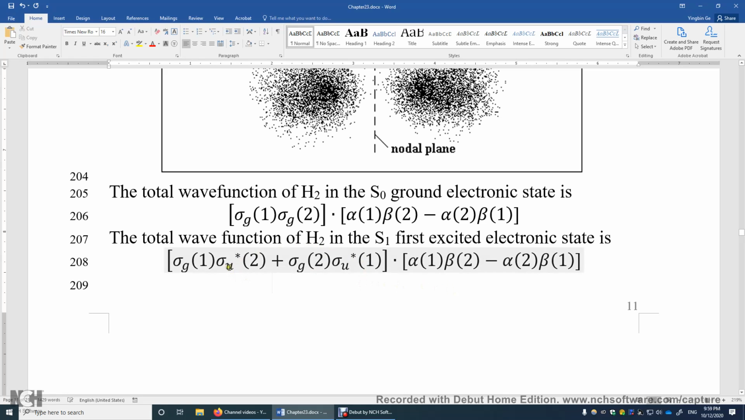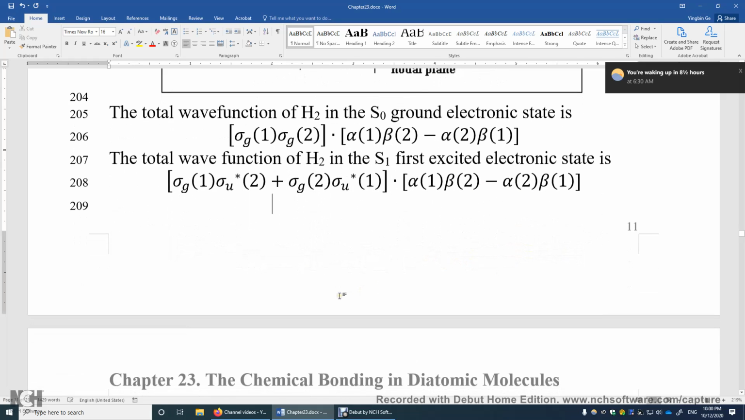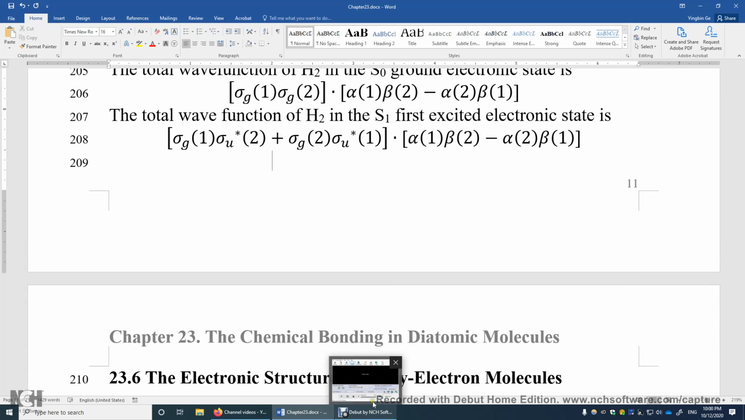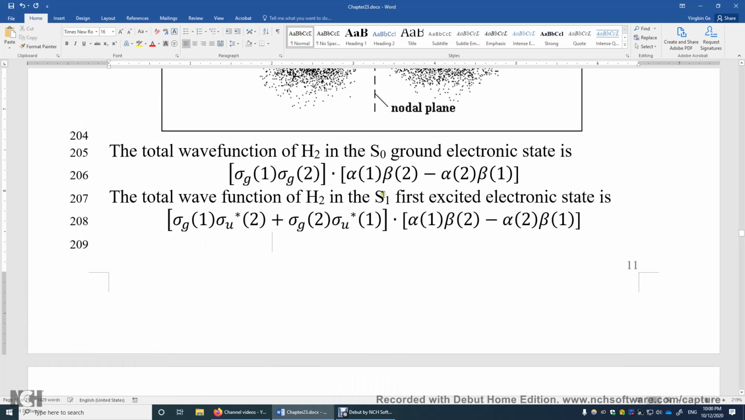Again, this spatial function is symmetric. If you swap 1 and 2, there's no change to this spatial function. And over here we have an antisymmetric spin function. If you exchange electrons 1 and 2, the sign of the spin function changes. I didn't put the T1 first excited electronic state here.